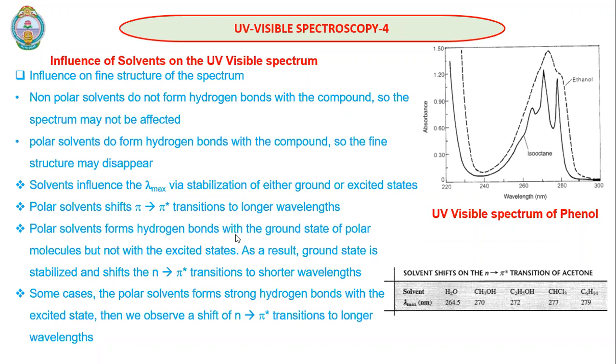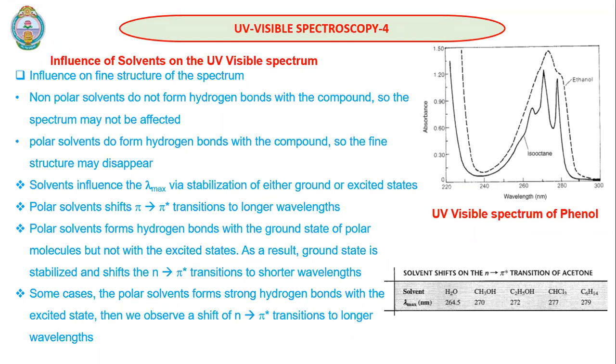Polar solvents form hydrogen bonds with the ground state of polar molecules, but not with the excited states. This is a general thing. Mostly polar solvents stabilize the ground state. As a result, the n to pi star transitions will appear at higher energies, or in other words, shorter wavelengths. Because polar solvents with hydrogen bonding stabilize the ground state, n to pi star transitions are generally observed at higher energies or shorter wavelengths.